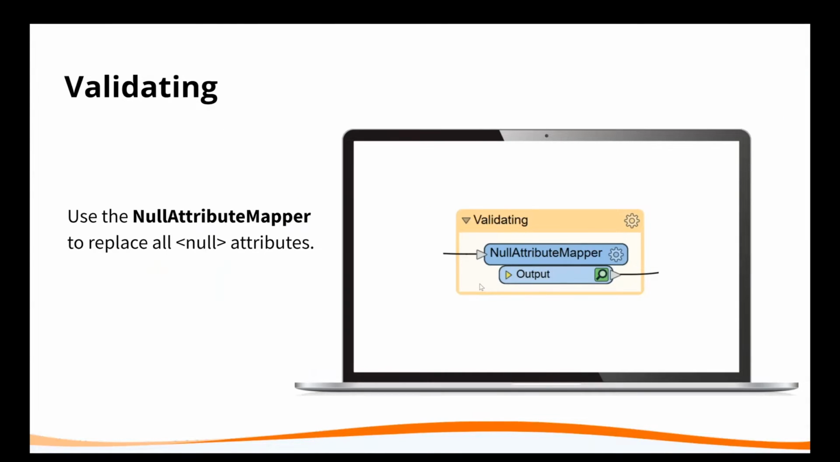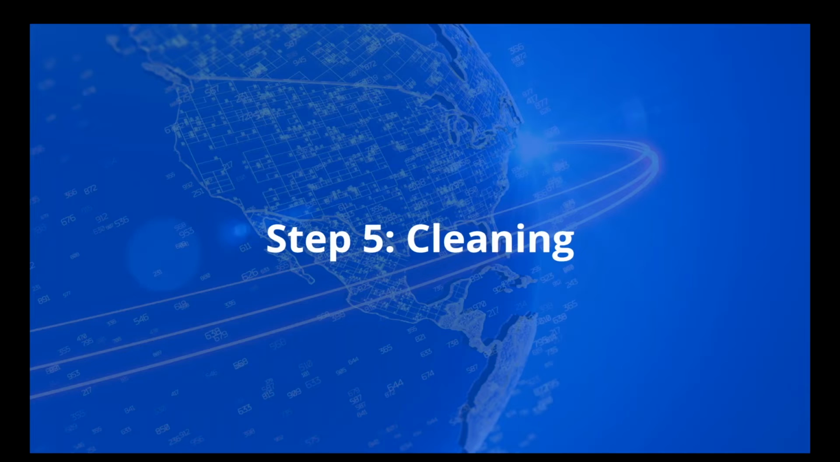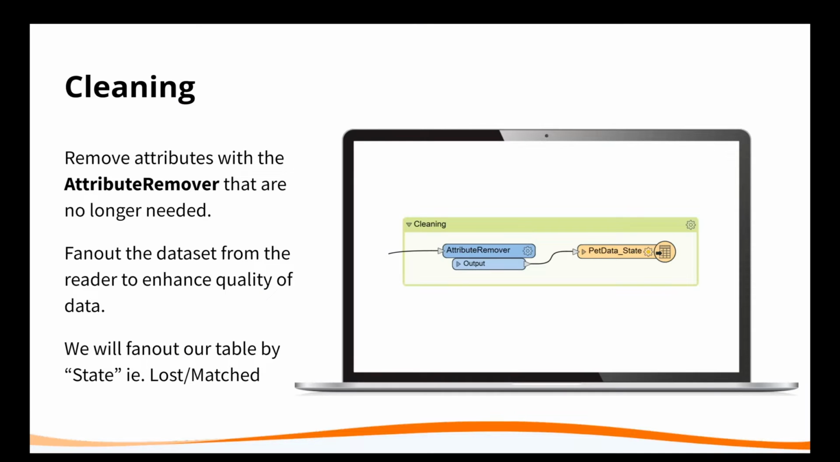So just to recap, the null attribute mapper pretty much took all those null attributes that have an empty value and filled them with the unknown phrase. So the final step is going to be to clean up this data. In this step, we're going to use the attribute remover to get rid of those extra columns we created along the way, like the list. And finally, we're going to fan out the data set, which is something we can do inside the writer, to make sure the data is more structured, more clean and more consumable.